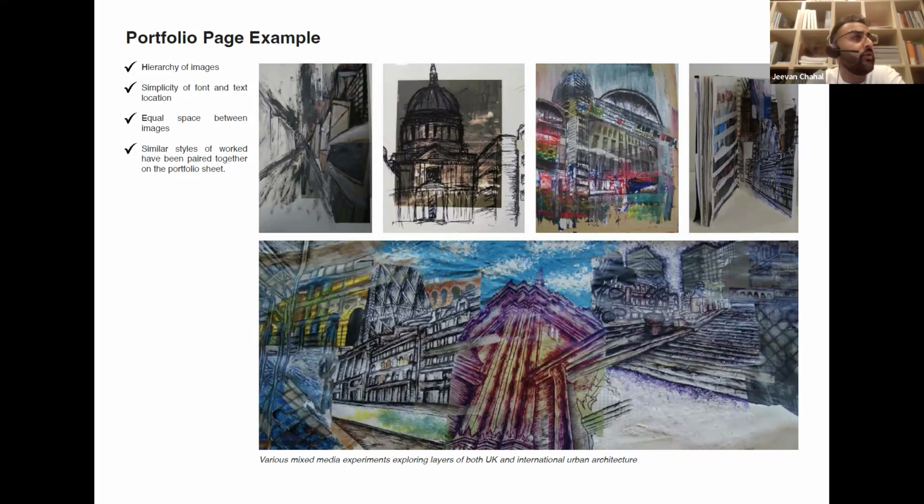So you can go off those descriptions and triggers with the who, what, where, or why, or how even, to really get that description quite concise. And like I said, similar styles of work have been paired together on the portfolio sheet. And this is something you can take in your own portfolio.